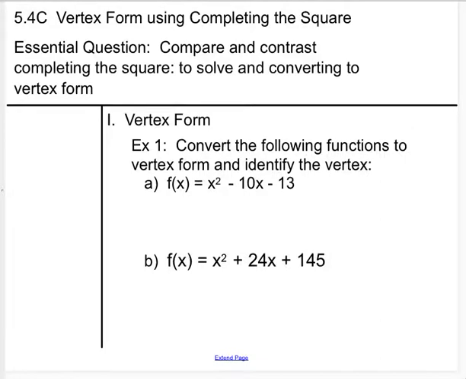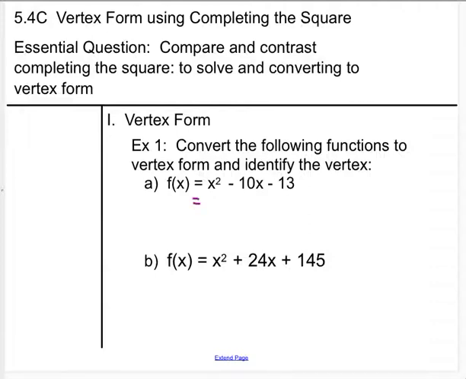Using it to solve equations and converting it to vertex form, because it's a little bit different in each method. So our first example, we've got converting to vertex form from standard form. f(x) = x squared minus 10x minus 13.